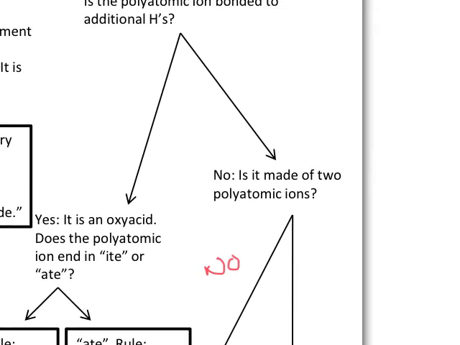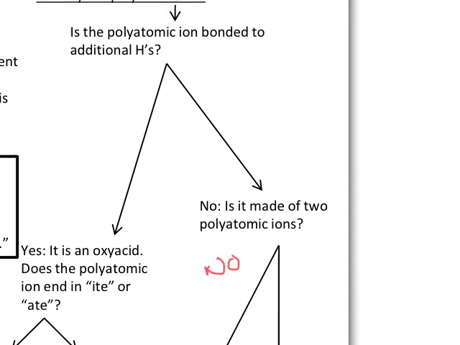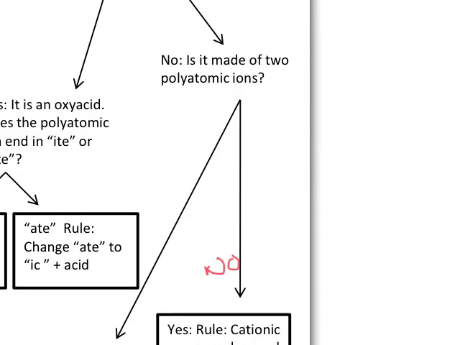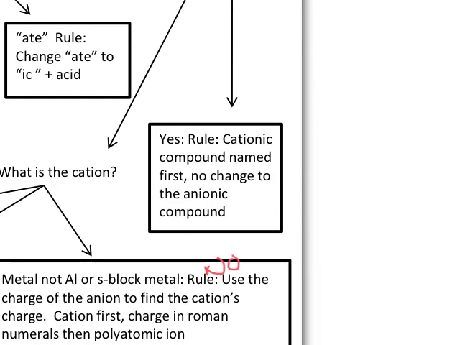So, let's knock these out, and we will go back up to: is the polyatomic ion bonded to H's? We're going to say no. Now you need to make a quick check to make sure that the cation and the anion aren't both polyatomic ions. If they are, then you're going to come here. And this is a really easy rule, because all you do is name both of the polyatomic ions.